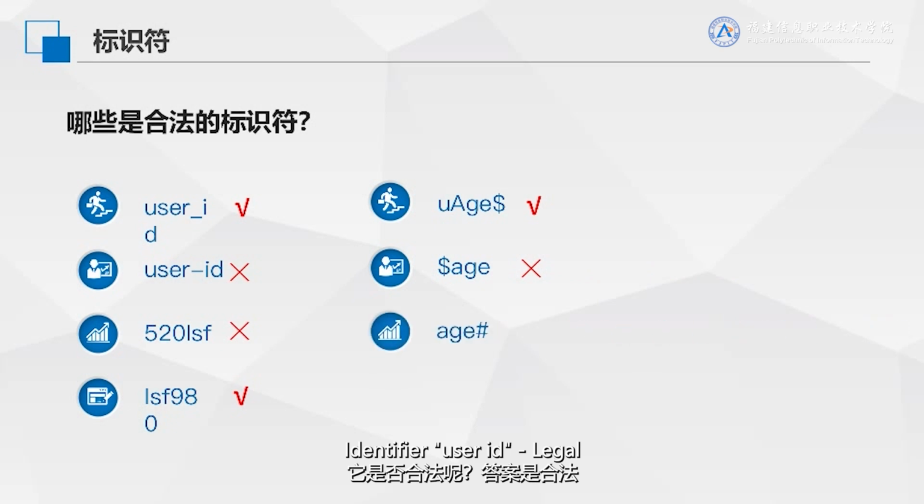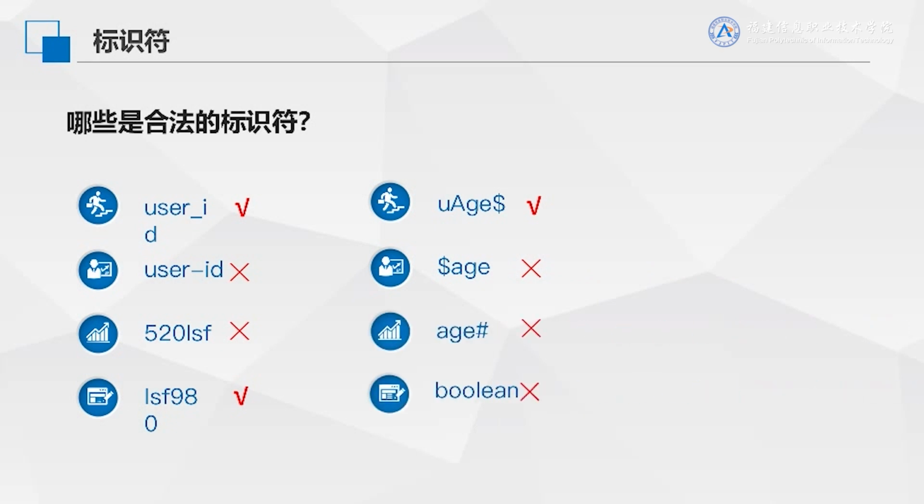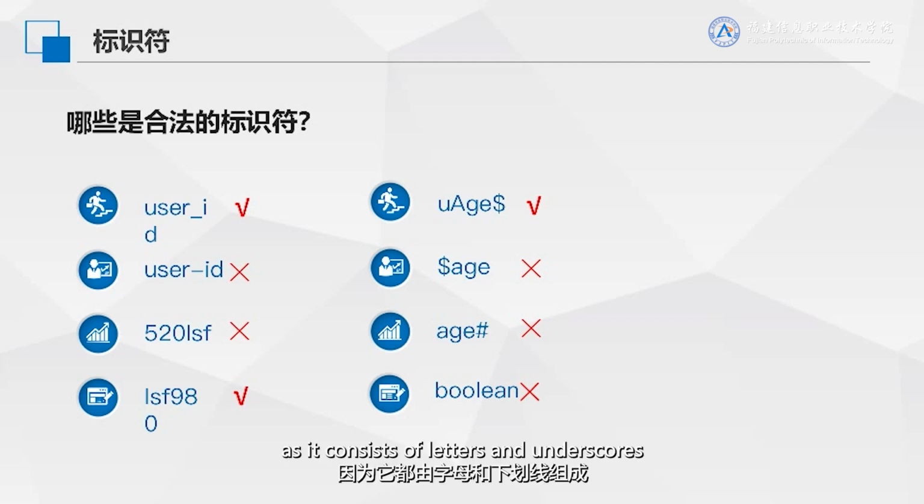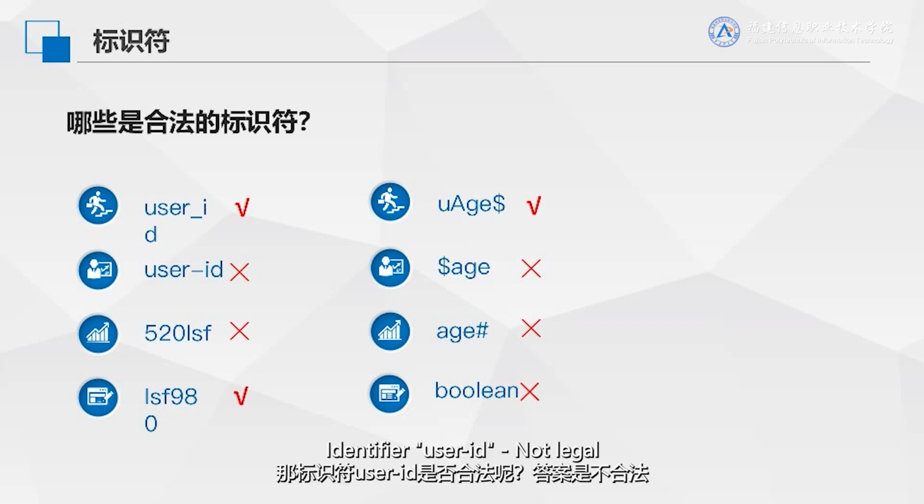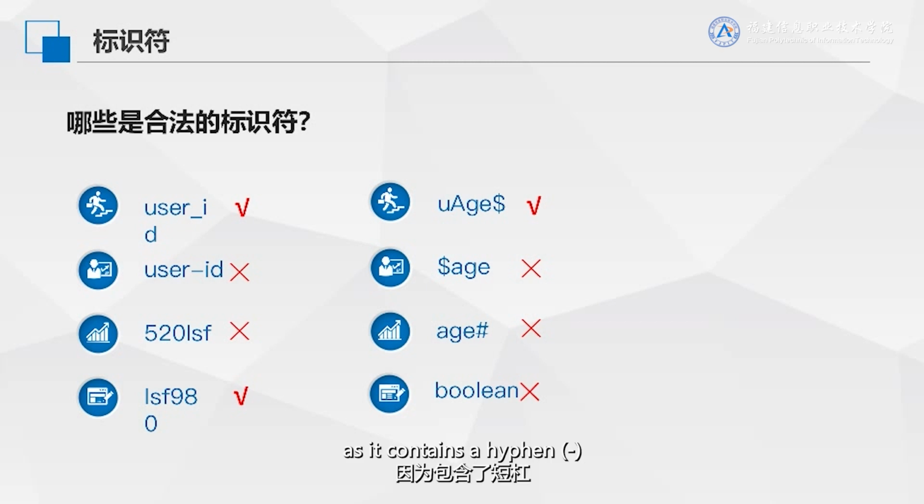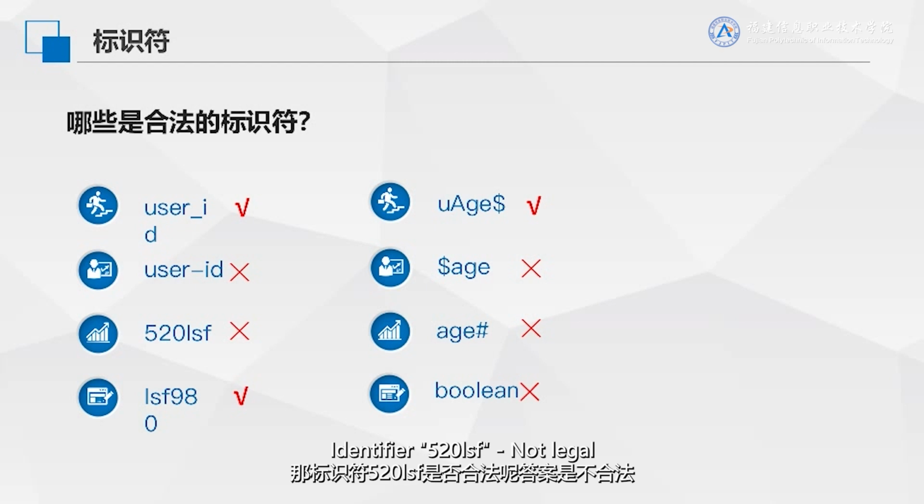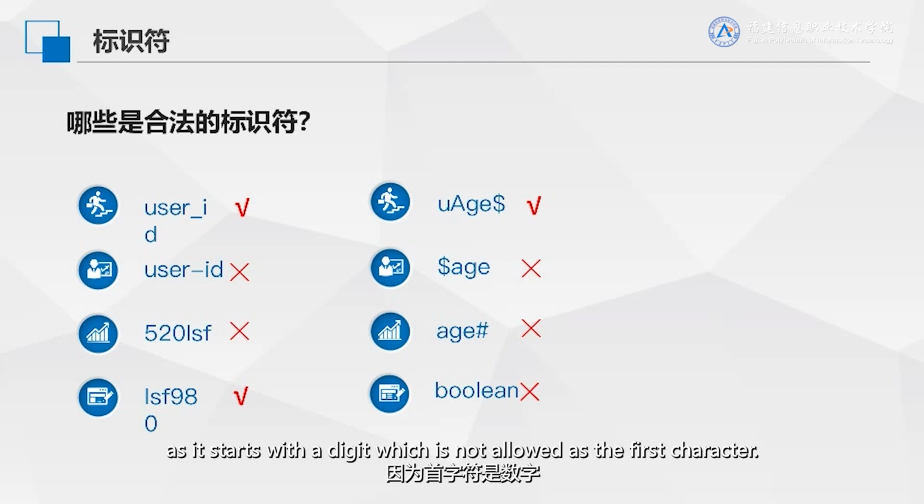Identifier user_name is legal, as it consists of letters and underscores, and the first character is a letter, not a digit. Identifier user-name is not legal, as it contains a hyphen, which is not allowed in identifiers. Identifier 520LSF is not legal, as it starts with a digit, which is not allowed as the first character.